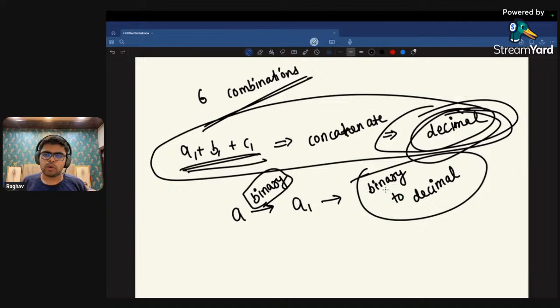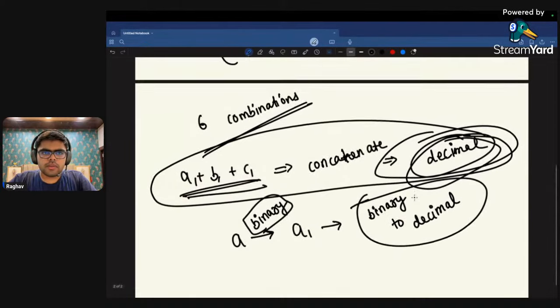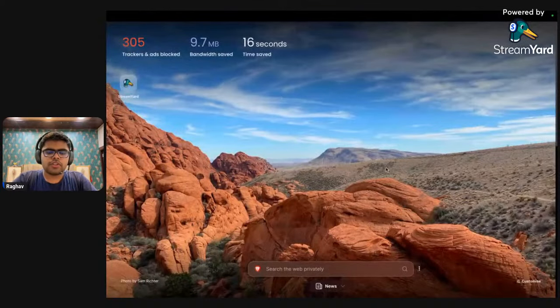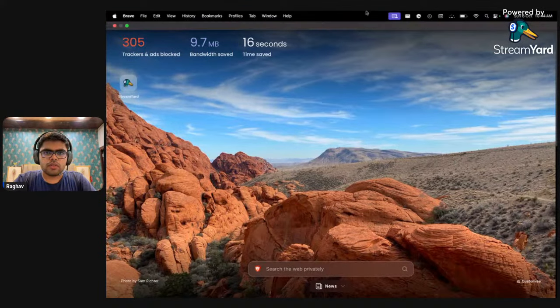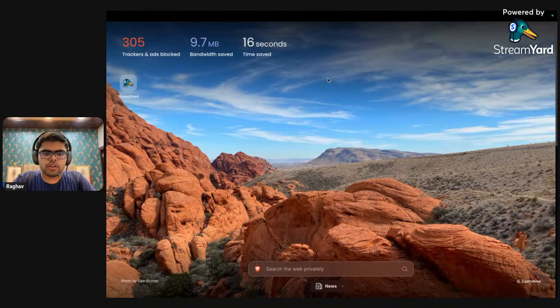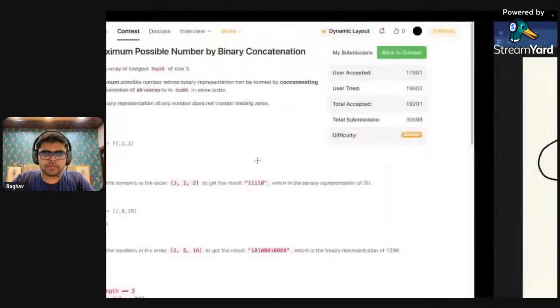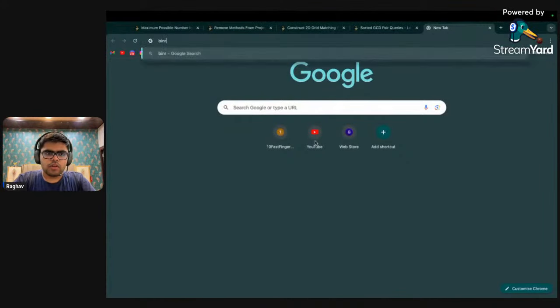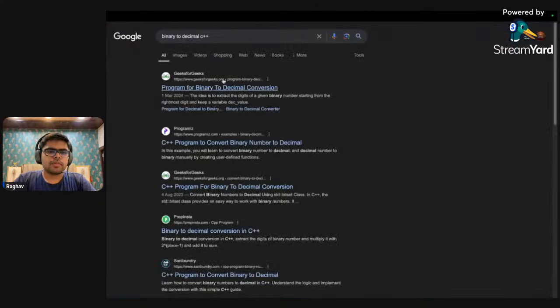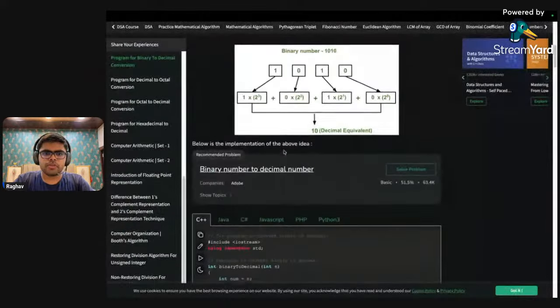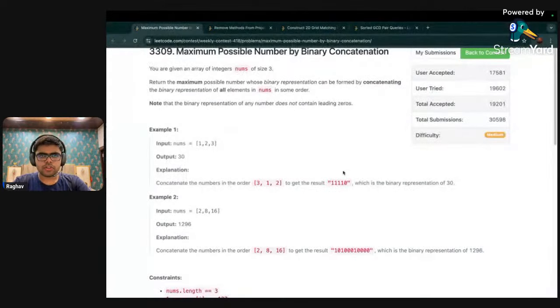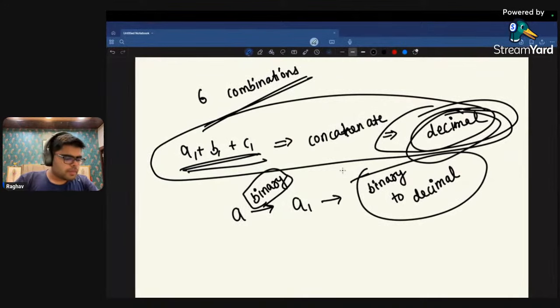So I'm expecting that you already know about it, and if you don't know about it, you can just search about this on the internet. Maybe I can show this to you. Just search this on the internet. Binary to decimal C++. You will get the problem and you can just practice it here. You will even get the solution there. Okay, so I hope that this problem is clear.